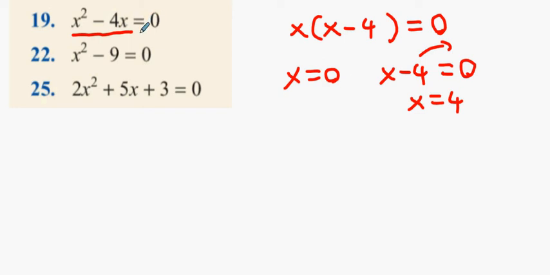Okay? The next one, what's missing from this one? There's no x in the middle. When there's no x in the middle, more than likely it's the difference of two squares. And remember how to do the difference of two squares? Yeah. And then what do you get?